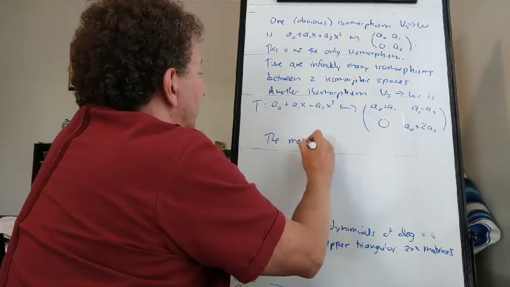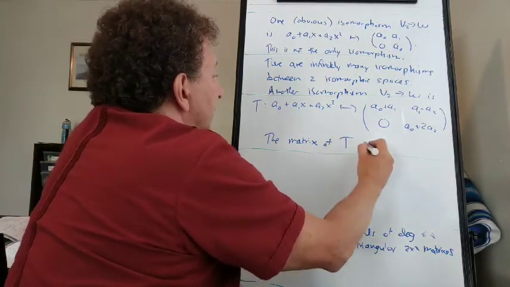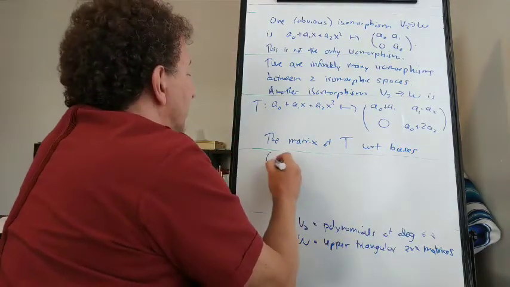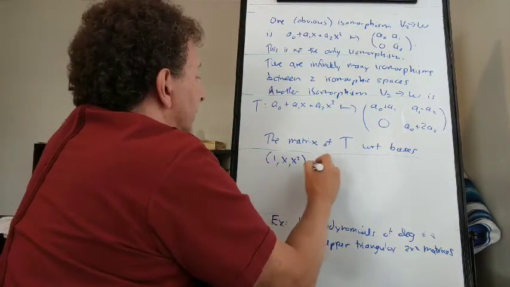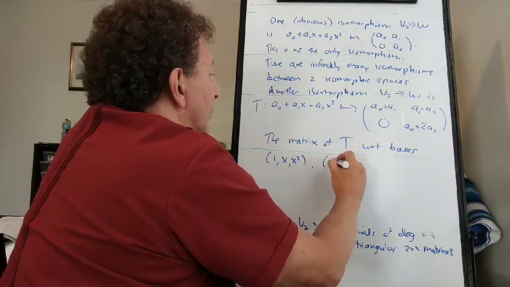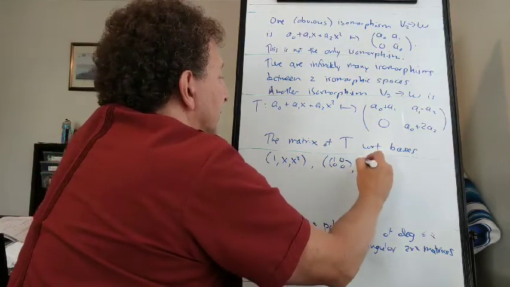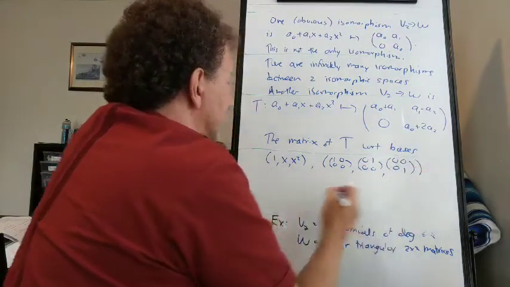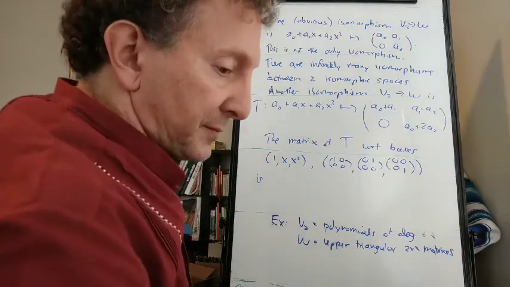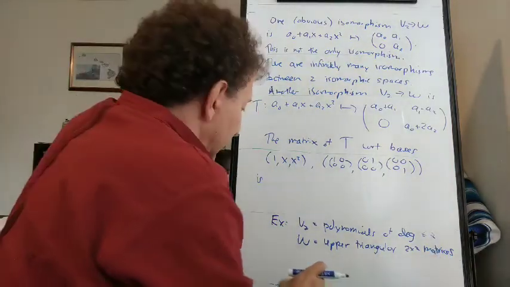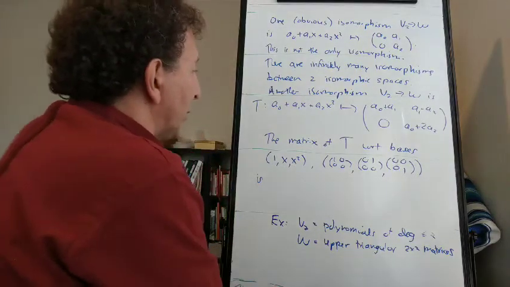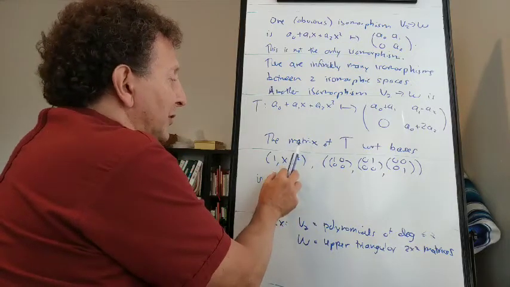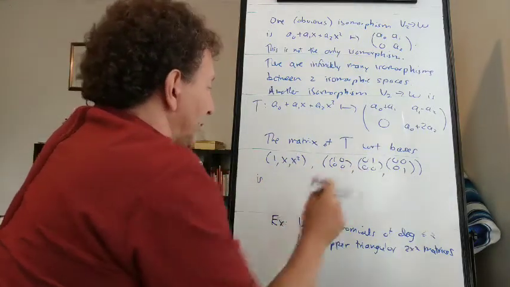So the matrix of T with respect to the bases, we'll pick the natural bases, 1, x, x squared and the matrices 1 0 0 0, 0 1 0 0, 0 0 0 1, is, let's see, so we need to know where 1 is going, where x is going, and where x squared is going, and then we'll express each of those evaluations in terms of this basis.